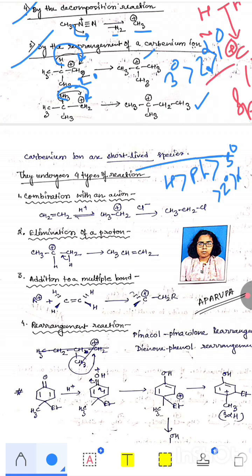So hydrogen first migrated, then phenyl, then 3 degree alkyl, then 2 degree alkyl, then 1 degree alkyl. Okay. So this is a short living species, already I said. Again, due to this carbocation intermediate, there must be so many reactions that can also happen. First one, combination with an anion.